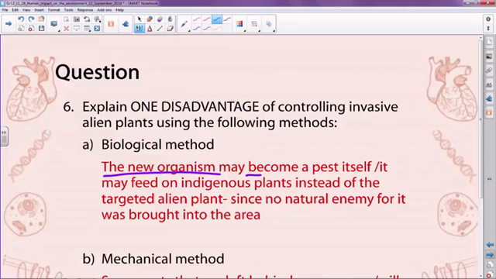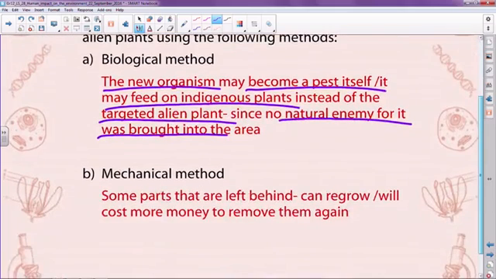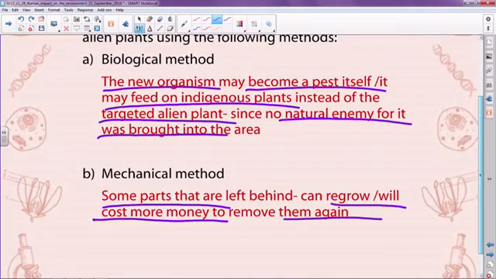Okay, so let's see what the answers are. First of all, new organisms may become a pest themselves. They may feed on the indigenous plants instead of targeting the alien plants, since no natural enemy was brought into this area. That's the first one. And mechanically, some plants that are left behind can regrow, or it will cost more money to remove them again later. Well, hopefully you've learned a couple of things.